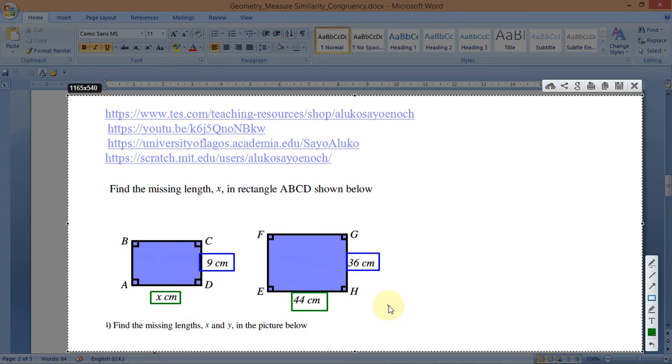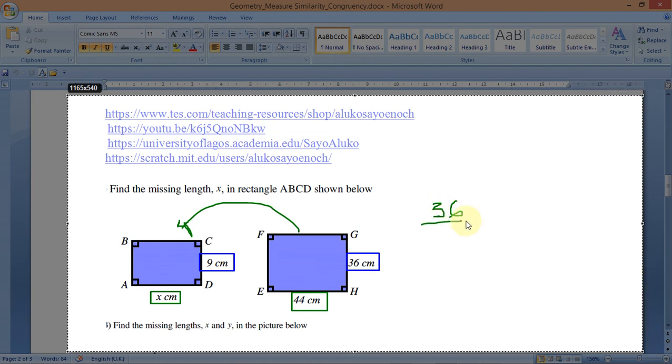I will not write scale factor again, you know what is going on already. So the scale factor will be image over object. Let's say this one here is an enlargement of this. So this is the image, this is the object. So image dimension divided by corresponding object dimension. So 36 divided by 9 will equal, the same applies there, 44 divided by x.